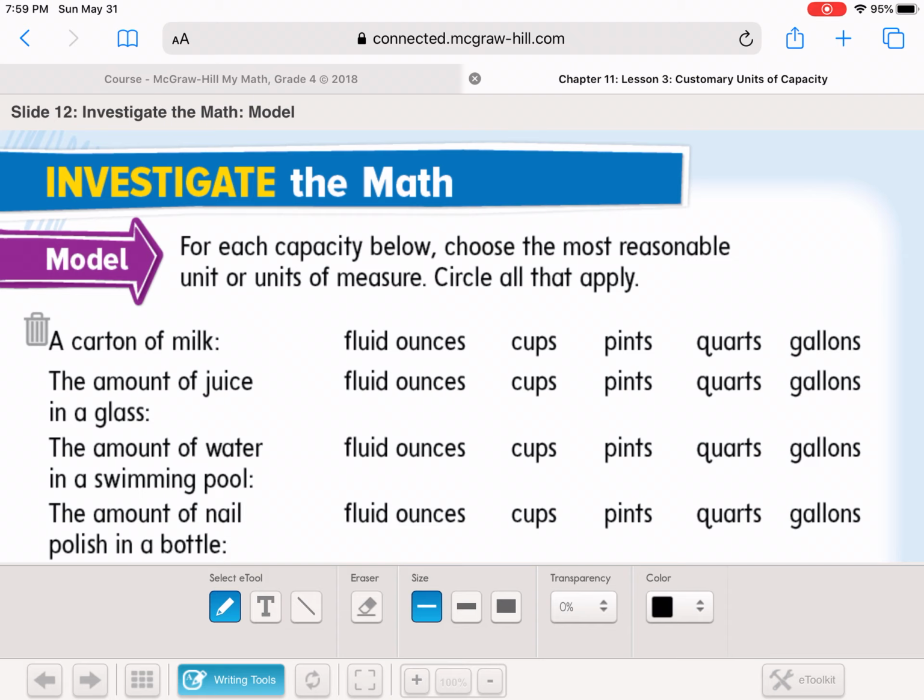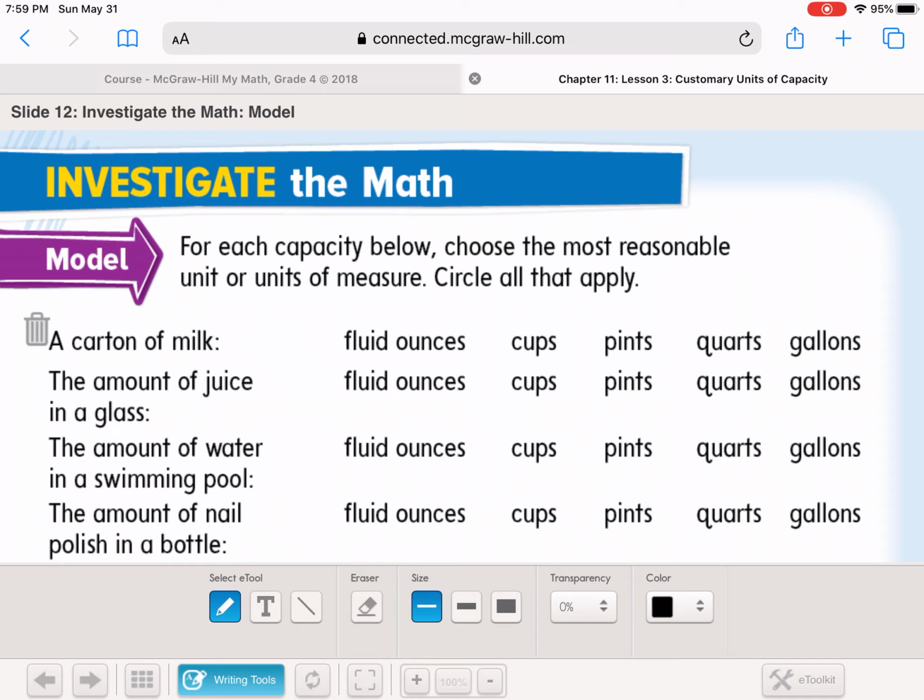Cups, a cup is 8 ounces. Then we've got a pint. That's usually what you drink when you're drinking milk at school. We have a quart, which is bigger. It's 2 pints. And then we have a gallon. You know what a gallon is. A gallon of milk, so a carton of milk.